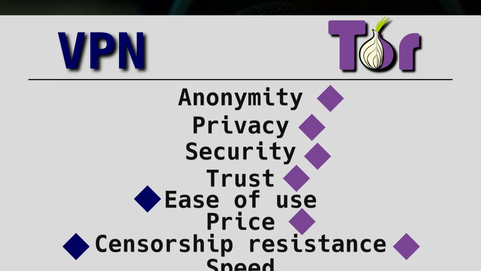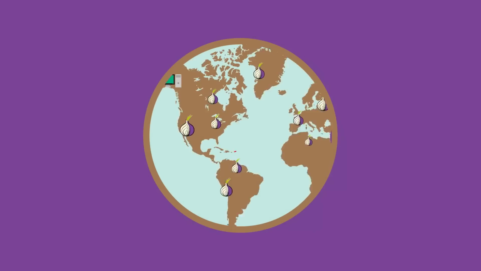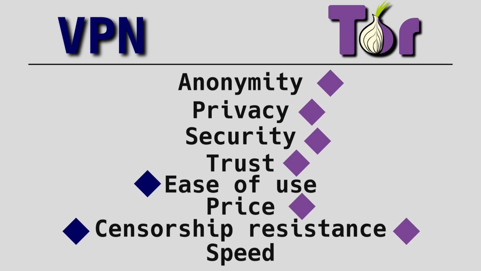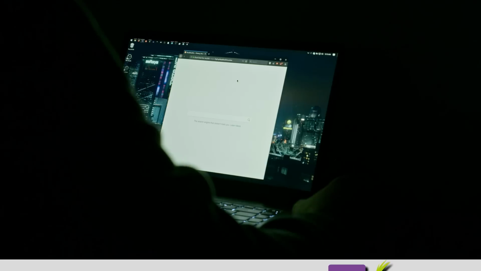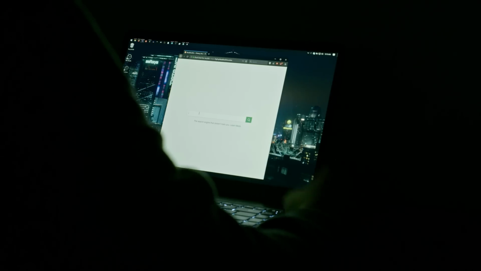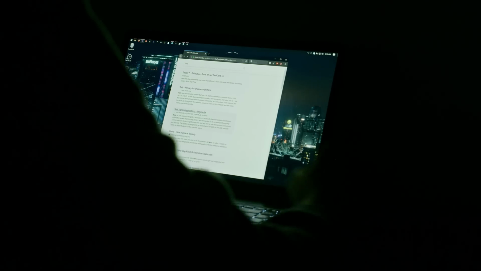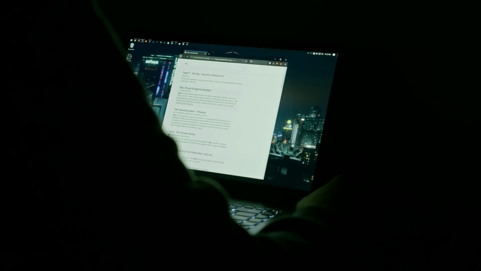Speed. There is no question, three hops are always going to be slower than a single hop. That's why most VPNs are faster than Tor in most cases. Conclusion. Tor easily obliterates virtual private networks in almost all categories. And even user-friendliness, where VPNs prevail, is not a big issue because Tor can be learned if necessary. Overall, if you're looking for strong anonymity, privacy, security, and ways to circumvent censorship, and do all of this for free, Tor is your only solution.